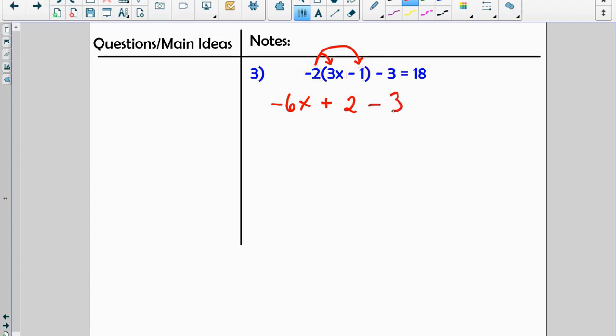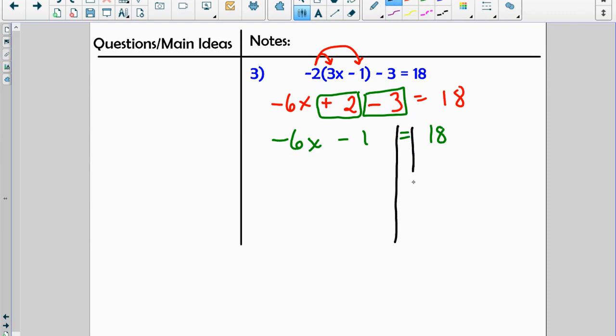Next, we bring down the minus 3 and equals 18. So our first step was the distributive property. Next, we look at our example and we see there are two terms that are considered like terms. They have the same variable parts because they don't have variables. Those are constant terms that we can combine. When I combine a 2 and a negative 3, I just can take 2 minus 3. I get negative 1. So my equation simplifies to negative 6x minus 1 equals 18.